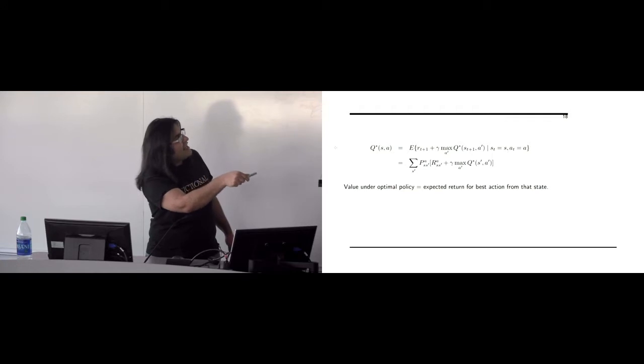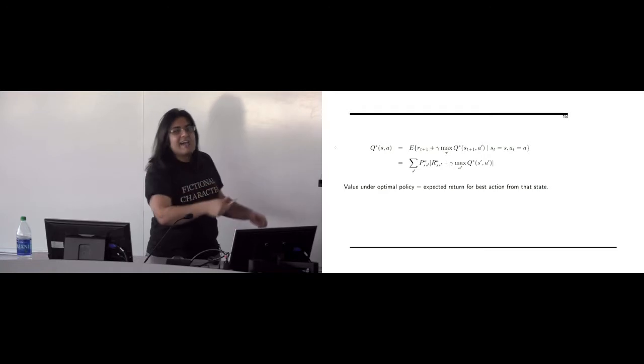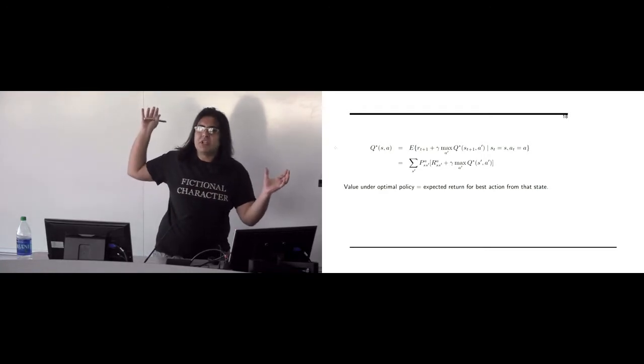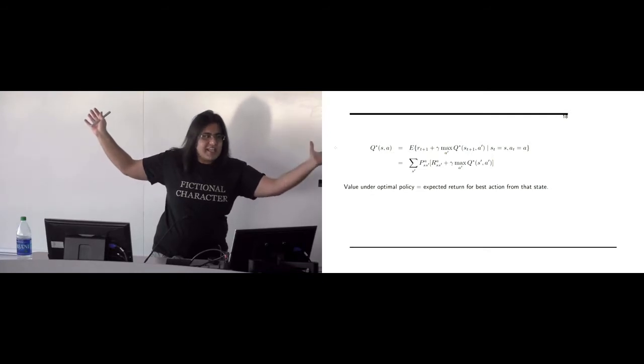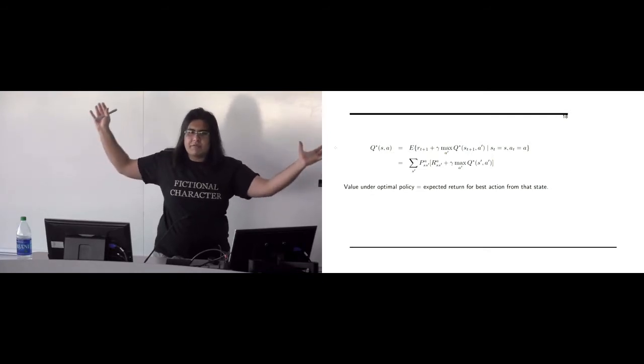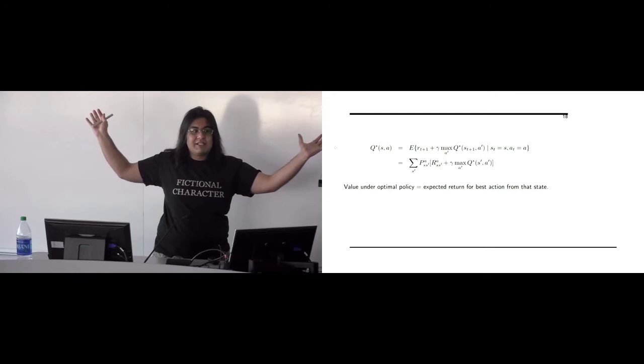This is again relating Q star of S, A to Q star of S prime, A prime at the next time step. As long as we can relate the value at the current state to the value at the next state, we have a dynamic programming formulation and we can solve for it.